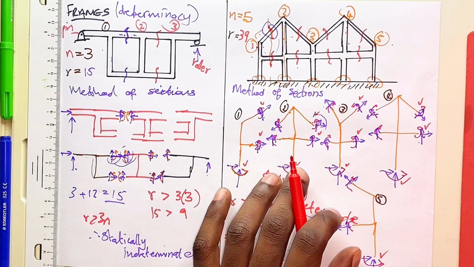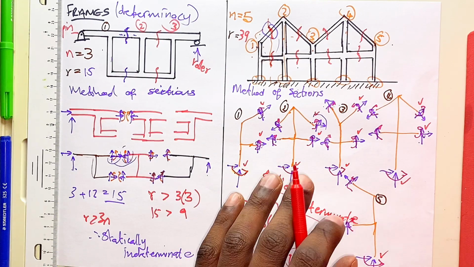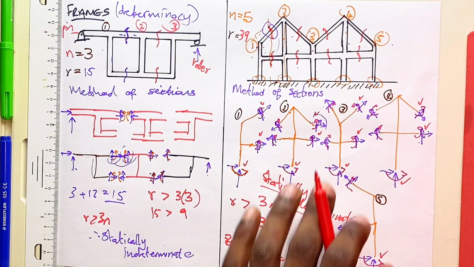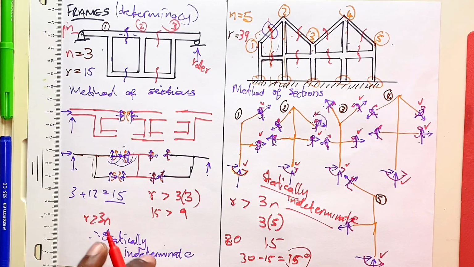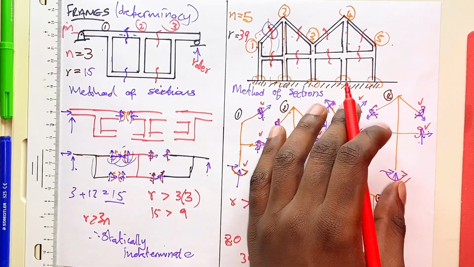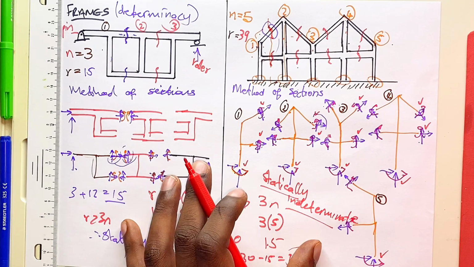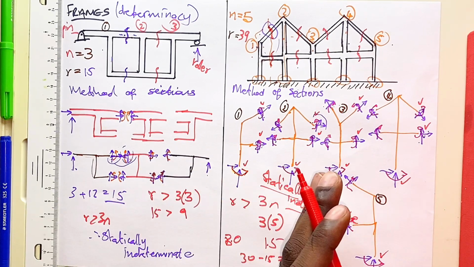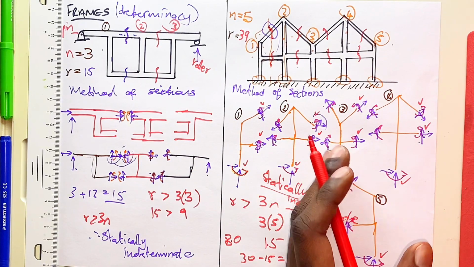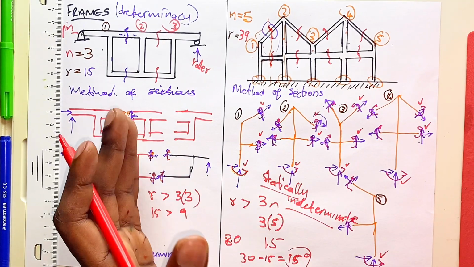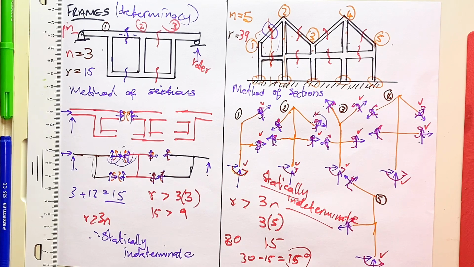And that's how you find determinacy of frames. Now, both of the examples I did here were statically indeterminate. That's a coincidence. Some frames will be statically determinate, and I'm glad that I did the ones that are indeterminate, so that you do not always get and think that they are always determinate.